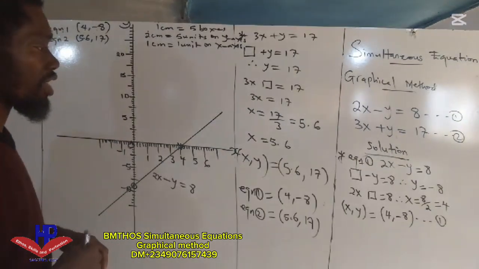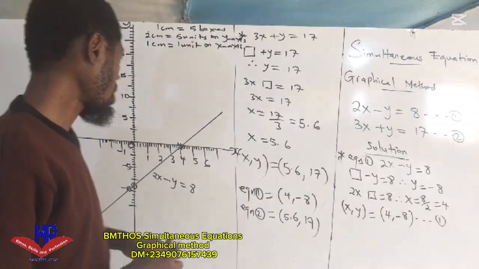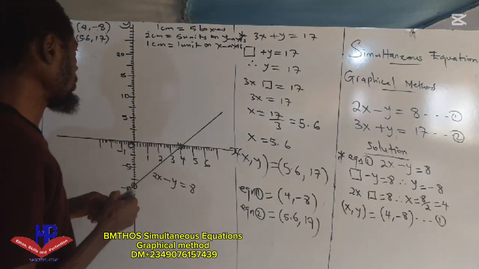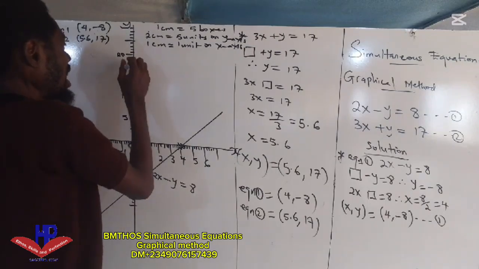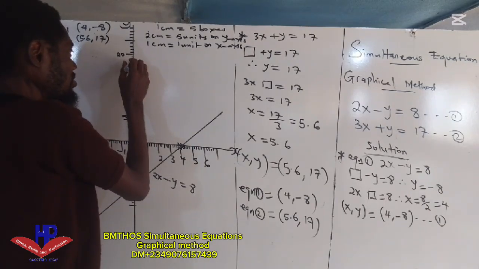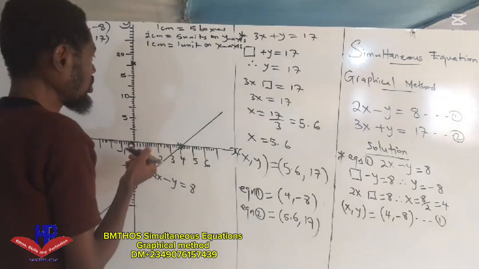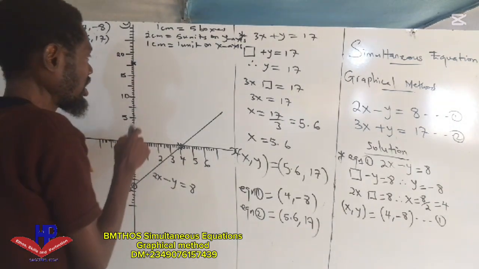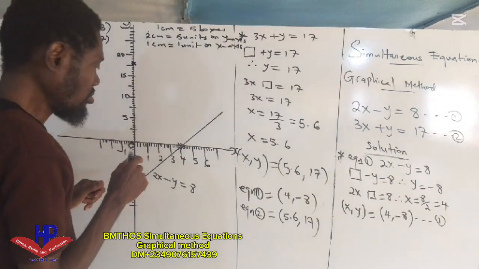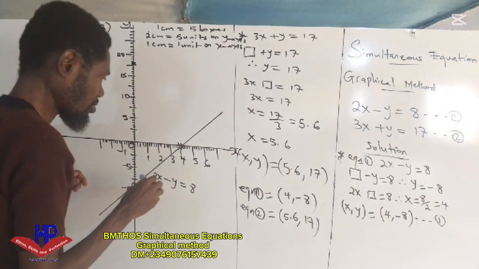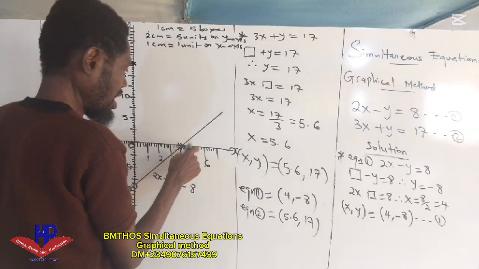The coordinates of the second equation are 5.6 and 17. So you go to where you have y is 17. If here is 15 and here is 20, 17 should be at this point. I will teach you how to know the dimensions of each of these small points in a graph when we are doing graph. So here is 17. Then here will be 5.6. Here is 5, here is 6. 5.6 should be somewhere here.